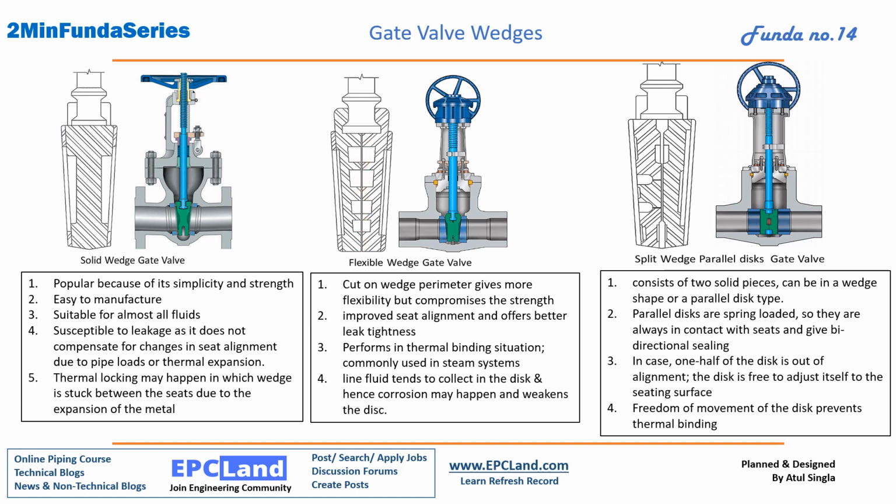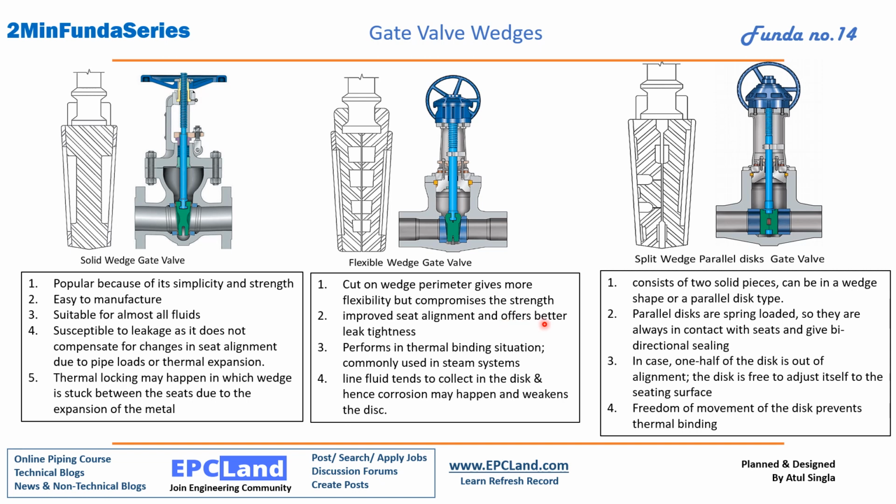Although we are adding this cut to have some flexibility, it compromises the strength at the same time. It improves the seating alignment. Why are we making a cut? As we have discussed here, there may be a misalignment with the seats. So we give a cut to have the flexibility to align the wedge with the seating arrangement. In this case, improved seating arrangement is there.